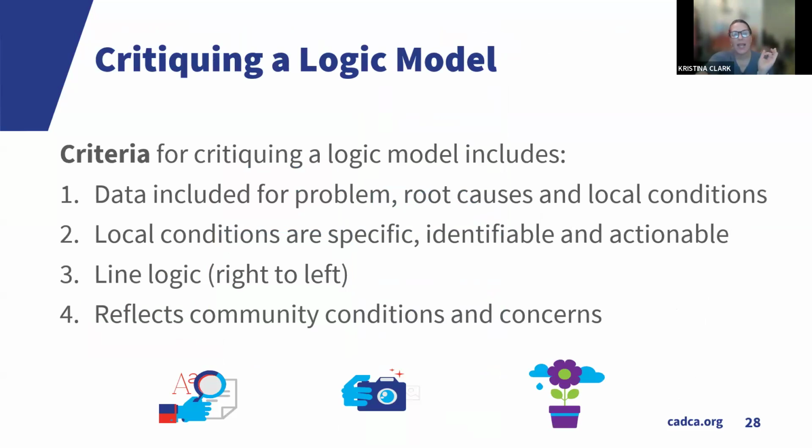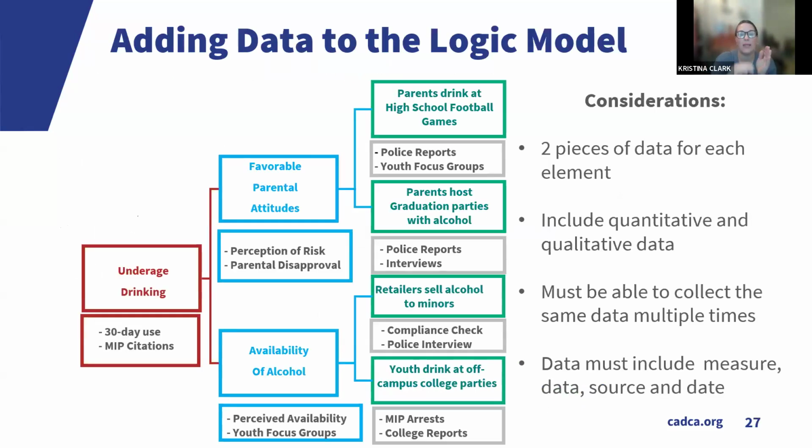So again, as we're going back, if you have a logic model, this is how you can go back and critique it, and every lens we should be using. Do we have data included for the problem, root cause, and local conditions? These 2 pieces. That those data are a mix of quantitative and qualitative. That our local conditions, again, are specific, identifiable, and actionable. And that it has line logic, which means we can read it right to left and left to right.